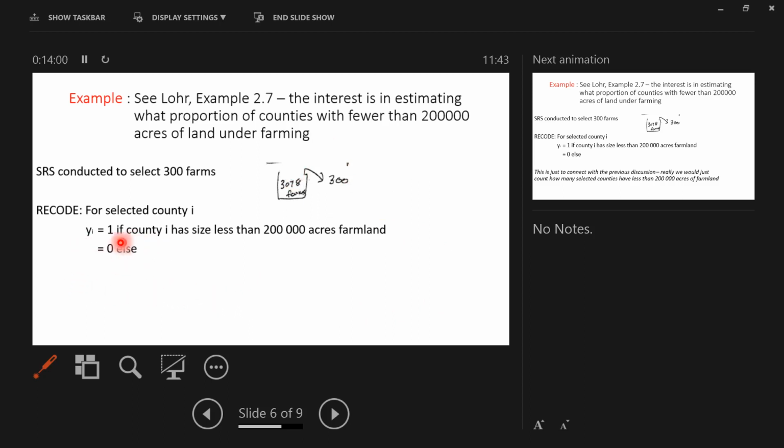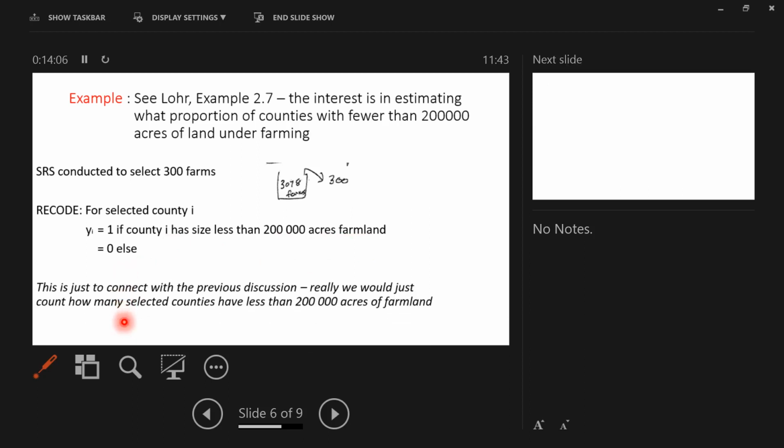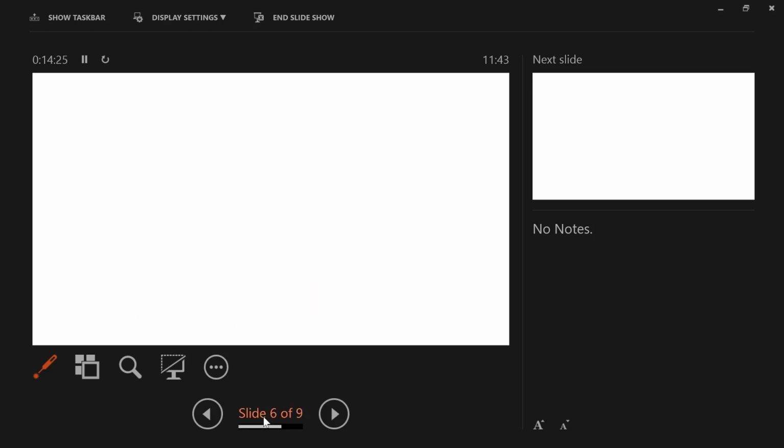So we have to recode. We say Y is 1 if it's got less than 200,000, 0 elsewhere, and then it's really just to connect. You can actually use a replacement rule in Excel. You can put a new column in and make them 1s and 0s and just add up the 1s and 0s and divide by 300, and that will give you a sample proportion.